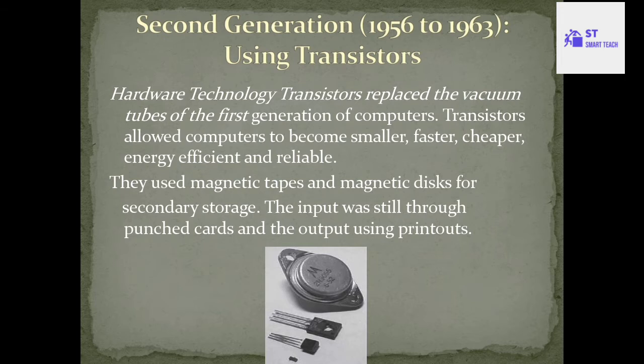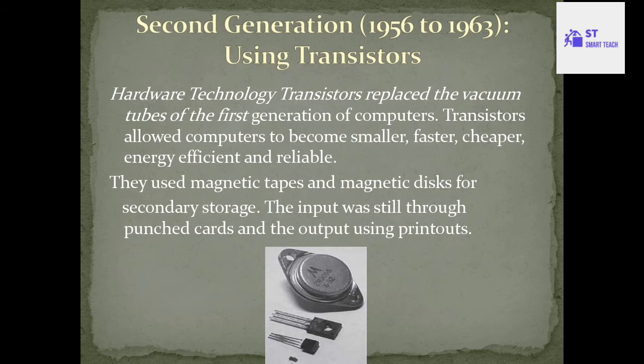Next, second generation computers. The second generation computers were developed in the years 1956 to 1963. In this generation, transistors replaced the vacuum tubes of the first generation computers. So in the first generation computers, vacuum tubes are used. In the second generation computers, transistors are used. Transistors allowed computers to become smaller, faster, cheaper, more energy efficient and more reliable than the first generation computers.